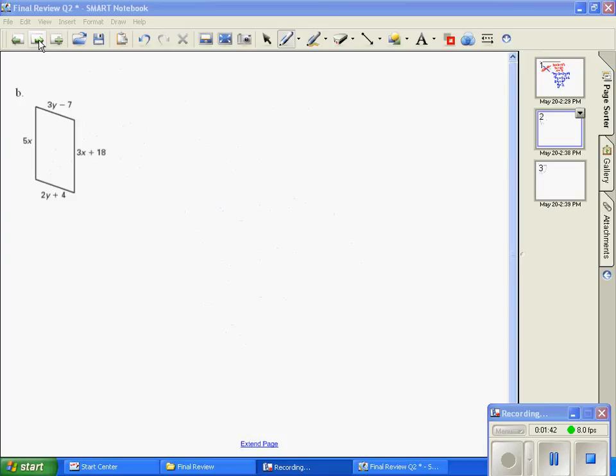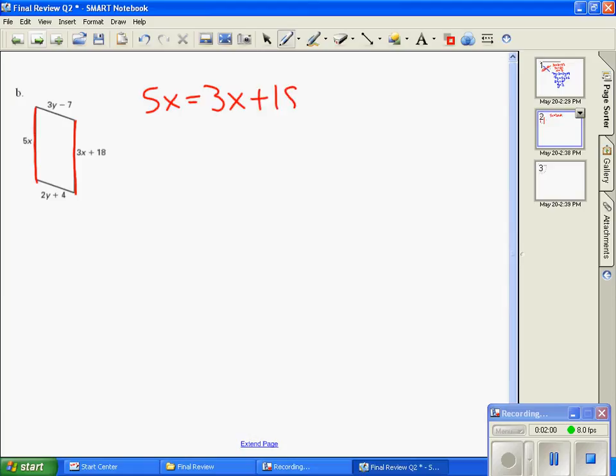In part B, this time we have side lengths. And again, opposite sides in a parallelogram are congruent. So therefore, let's start with x. The two sides that are congruent are these two sides. So 5x equals 3x plus 18. So solve for x, subtract 3x from both sides. That gives us 2x equals 18. And divide both sides by 2. So x equals 9. So that takes care of x.